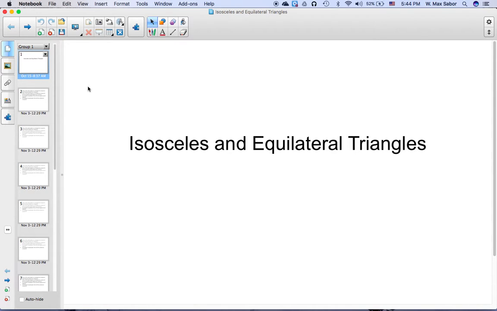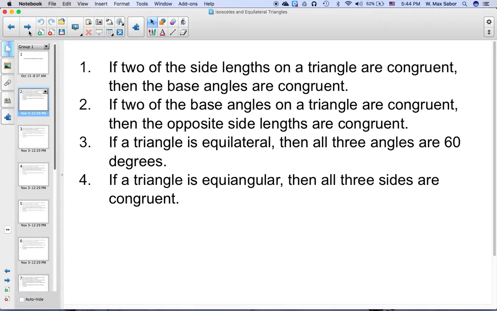Isosceles and equilateral triangles have a few special properties, and we're going to talk about them right now. If two of the side lengths on a triangle are congruent, then the base angles are congruent. And if two of the base angles on a triangle are congruent, then the opposite side lengths are congruent. So these are converses of each other, and they're about isosceles triangles.